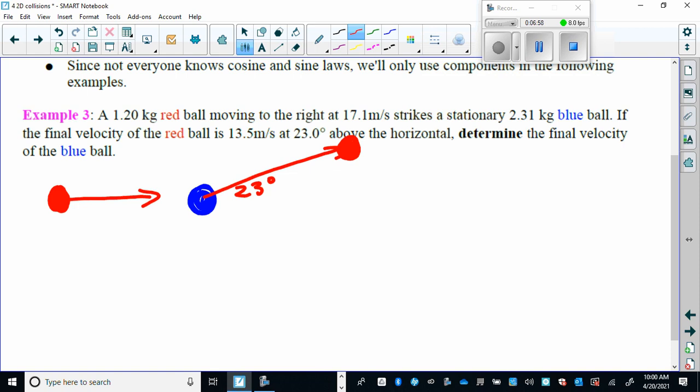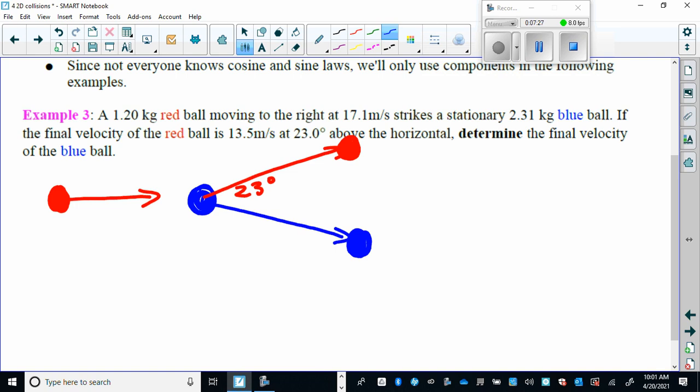Okay, so we can probably surmise that the blue ball is going to go in this general direction. That's very general. That's just a prediction. Don't hedge your bets on that, because in the next example you'll see that you may be right and you may be wrong. Determine the final velocity of the blue ball.